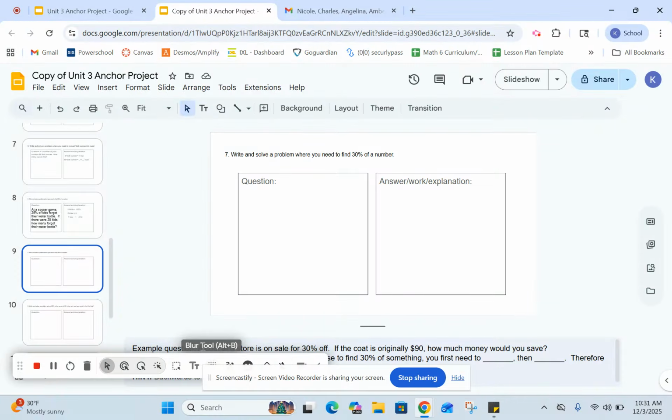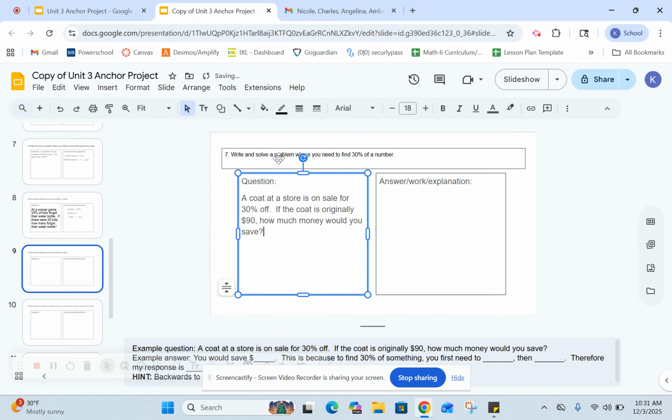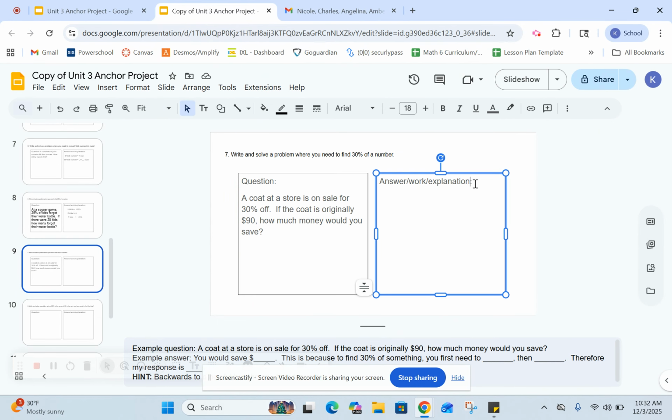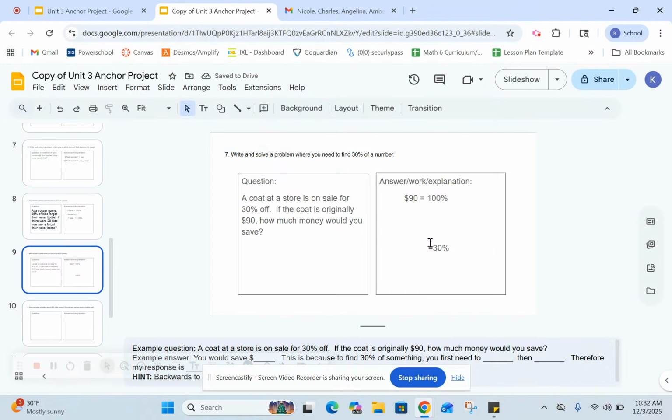All right, on to the next one. Write and solve a problem where you need to find 30% of a number. Going to copy our sample again. All right, a coat at the store is on sale for 30% off. If the coat is originally $90, how much money would you save? All right, let's start this. So the coat is originally $90. So that is going to represent 100% because that is the cost of the coat. We don't want 100% of the cost. We want 30% of the cost because we're trying to find the savings.